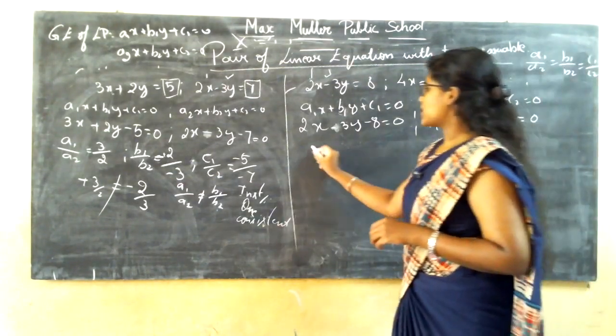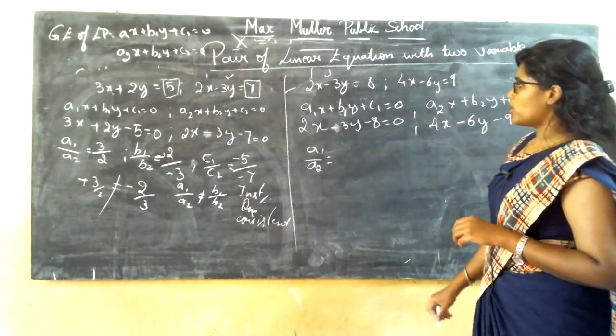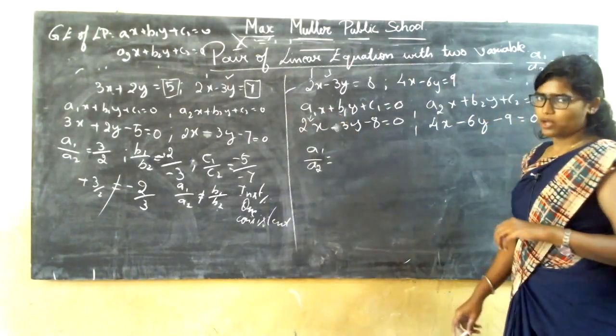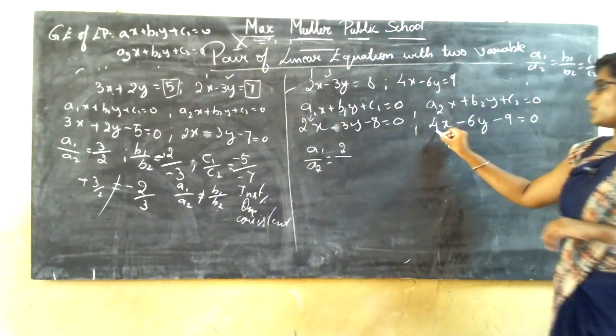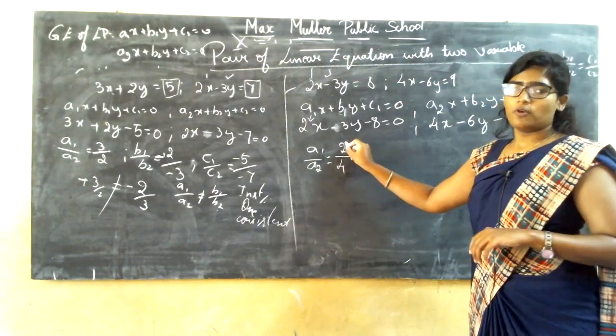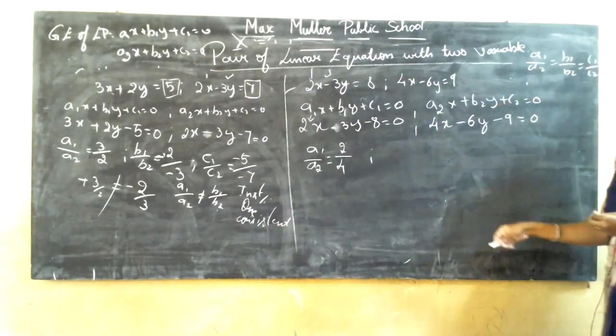Now what is the next thing I need to do? I need to check whether the ratios are same or not. So what is the value of a1? Under a1, whatever the number you have, that is the value of a1. So you have 2, and under a2, whatever the number you have, it is the value of a2. So it is 4.